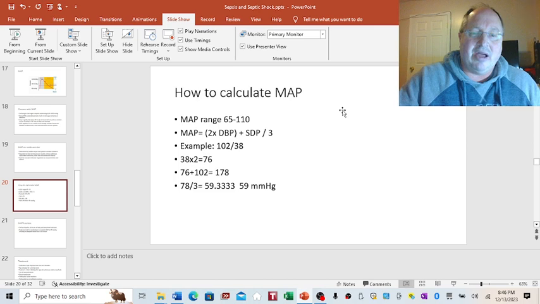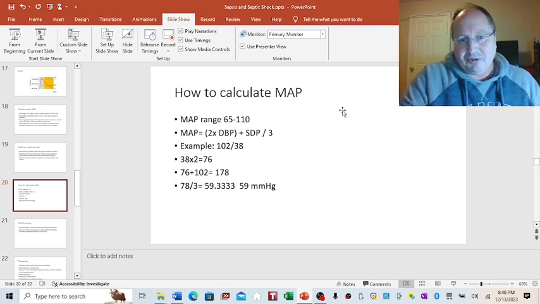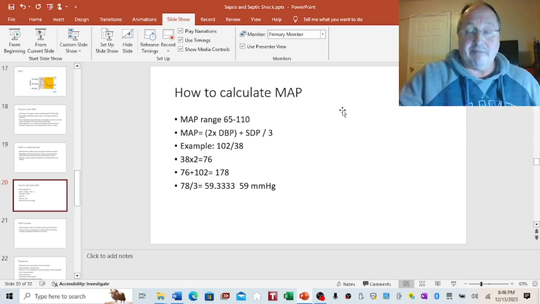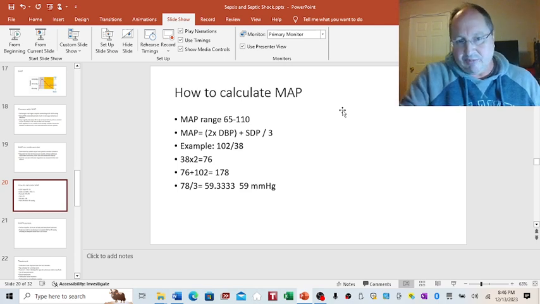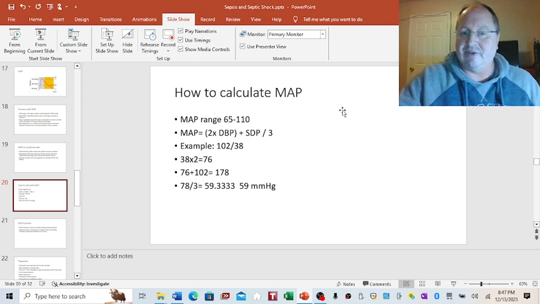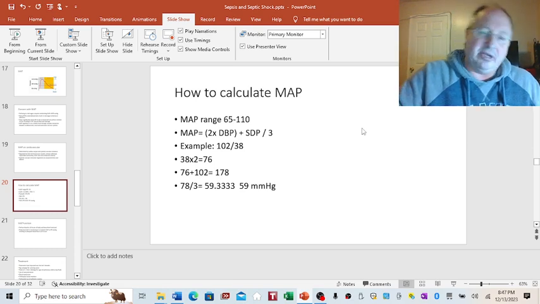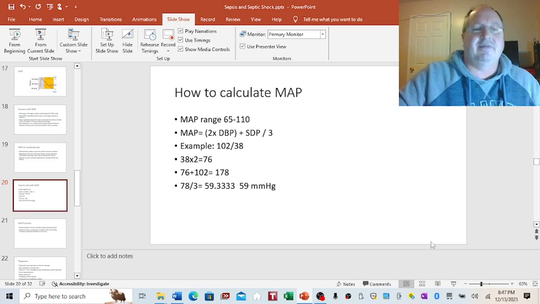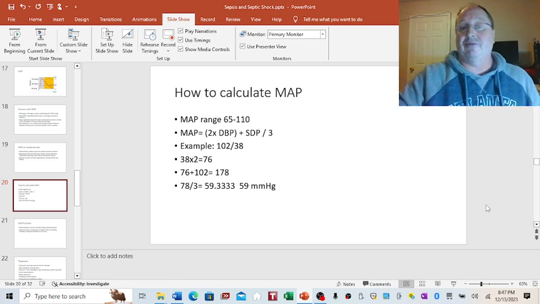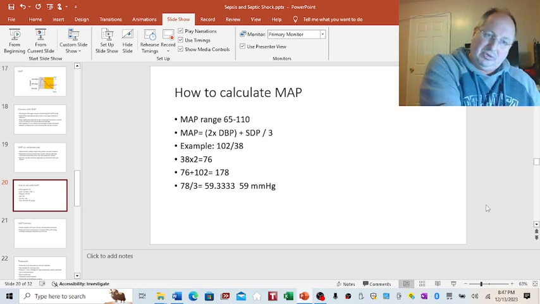So the best example I have here is 2 times your diastolic plus your systolic, divided by 3. The example I have here is a blood pressure of 102/38, so 38 times 2 is 76. You get your 76 plus 102 for your systolic, so it comes up to 178. Looks like I mistyped that. It should be 178 divided by 3, which comes out to 59.3. So we're below the 65 here.